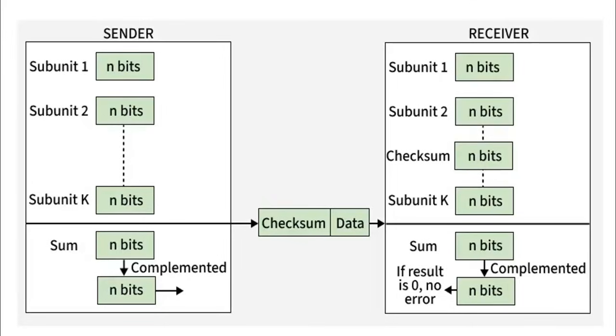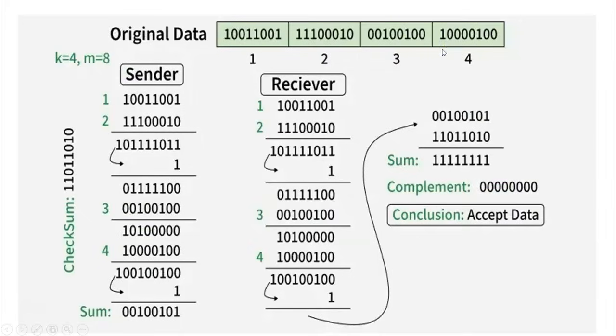At the receiver end, what happens? The receiver again sums all the subunits. Look, subunit 1, 2 until subunit k along with the checksum is summed. Then it takes the one's complement of this sum. If the one's complement is all 0, there is no error. If it is not all 0, then the receiver assumes that the data is error prone.